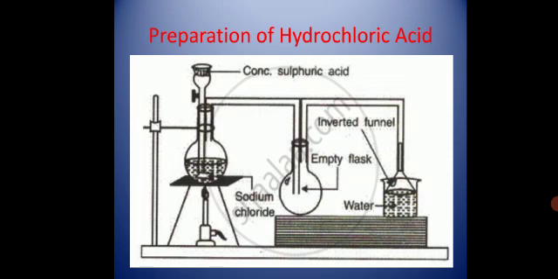But here you need to remember one very important thing: when you are preparing from sodium chloride, the temperature should be less than 200 degrees centigrade. NaCl plus conc H2SO4, it should be less than 200 degrees centigrade, because then NaHSO4 and HCl are produced. And if it is more than 200 degrees centigrade, then Na2SO4 and HCl are produced. Now what is the difference?